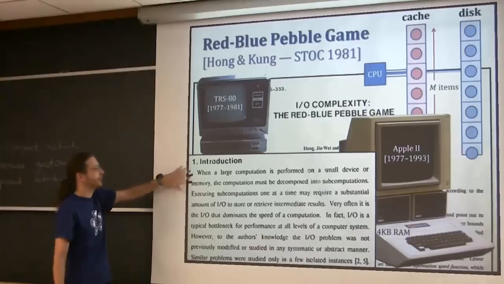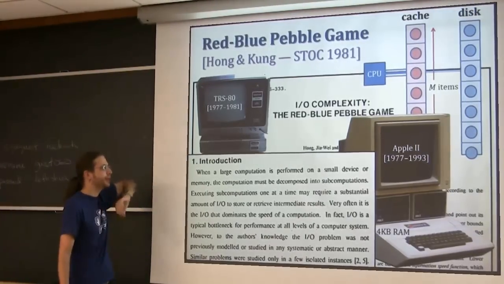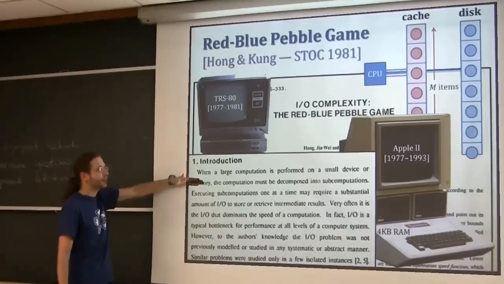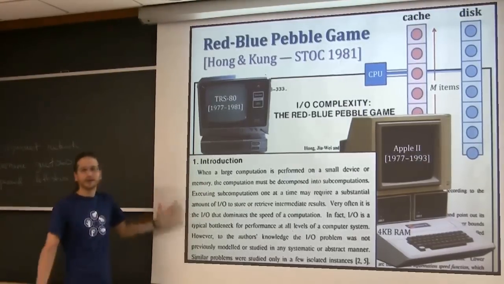They have this fun quote. When a large computation is performed on a small device, and at that point small devices were becoming common, you must decompose those computations into sub-computations. This is going to require a lot of I/O. It's going to be slow. So how do we minimize I/O?